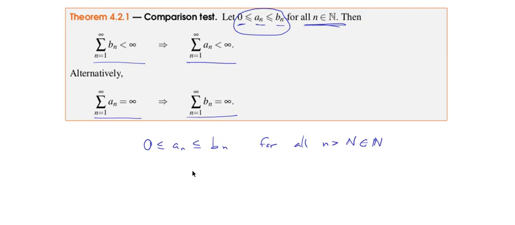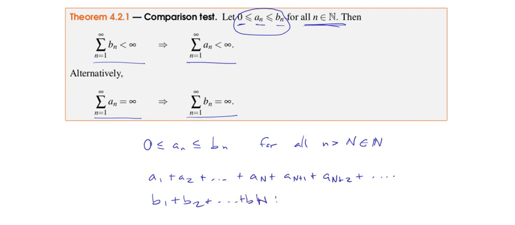Because it's just a finite number of terms. So if you have, for instance, a sub 1 plus a sub 2 plus and so on plus a sub n, and then a sub n plus 1 plus a sub n plus 2, and so on and so forth, right? And then you have b sub 1 plus b sub 2 plus and so on plus b sub n plus b sub n plus 1 plus and so on.